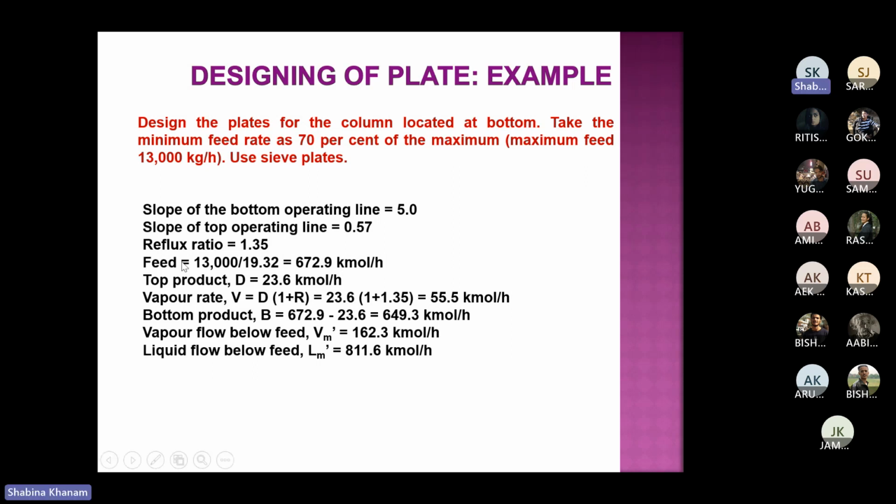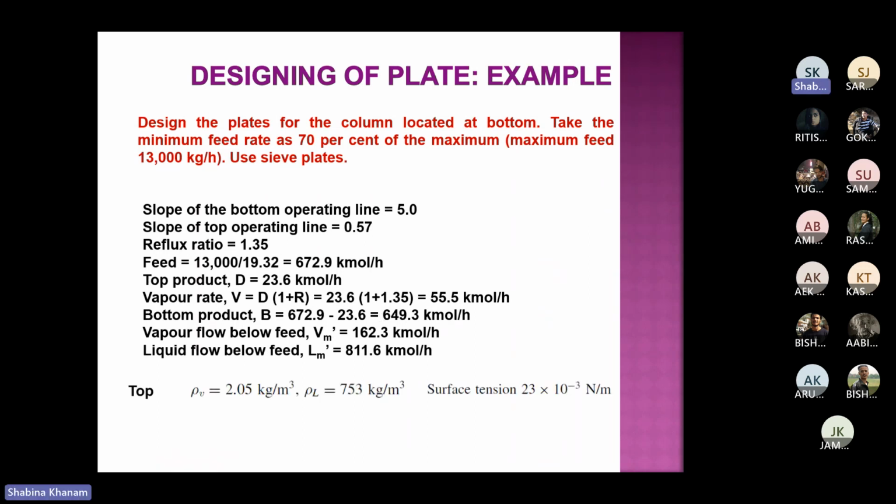Okay, so in mole we can consider the top product we are having as this 23 kilomole per hour. You can make the balance also, right? Once I'm having this D, we can find out vapor rate, and that vapor rate below feed and vapor rate above feed. Similarly, the bottom product you can find, and after that we can have the liquid flow rate at bottom. Okay, slopes are already given.